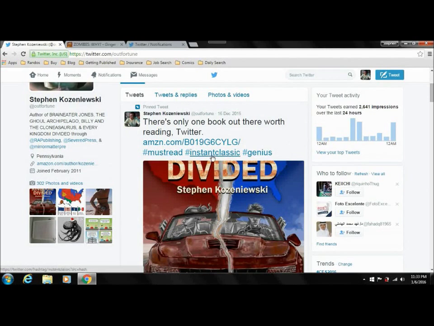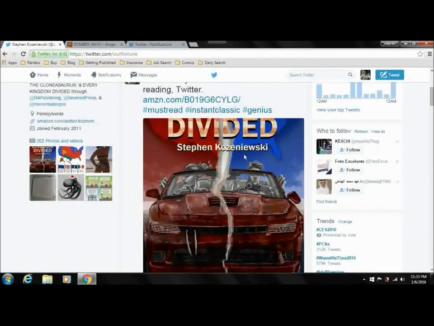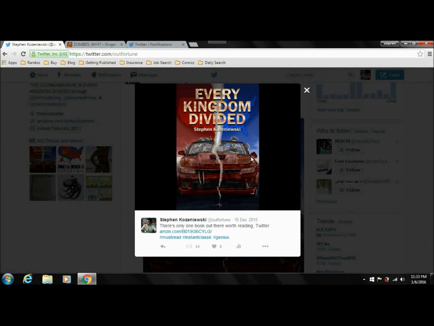And again, here I'm using "Must Read" and "Instant Classic" and "Genius," just to be ridiculous. I did use a piece of media here, because media tends to get more interaction on Twitter. So I used my book cover. Then I had my link and 3 hashtags, which is theoretically one too many. But as you can see, I've gotten 24 retweets and all that kind of thing.